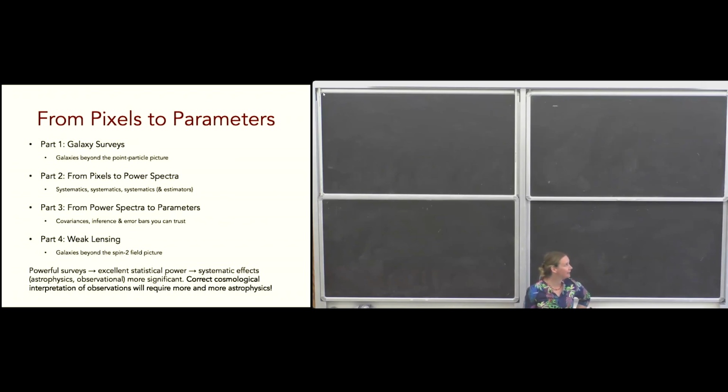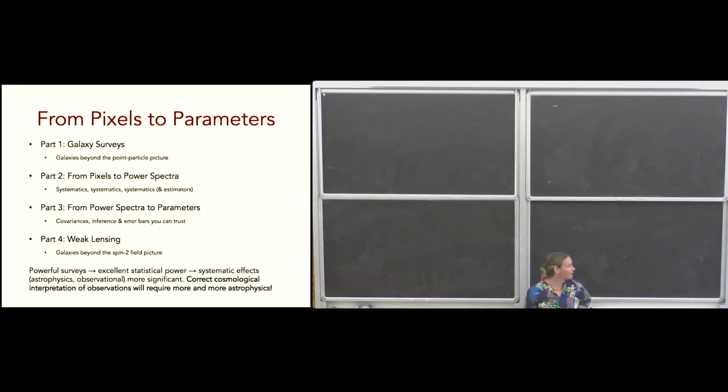And then the next steps are to then go from pixels to power spectra. So first of all, how do we build catalogs of galaxies that people can then readily use? And how do we estimate summary statistics from there? And that will basically be systematics. The next step then is to go from power spectra or other summary statistics to parameters. So at that point, we will talk about covariances, different inference methods, and what does it take to trust error bars in the end.